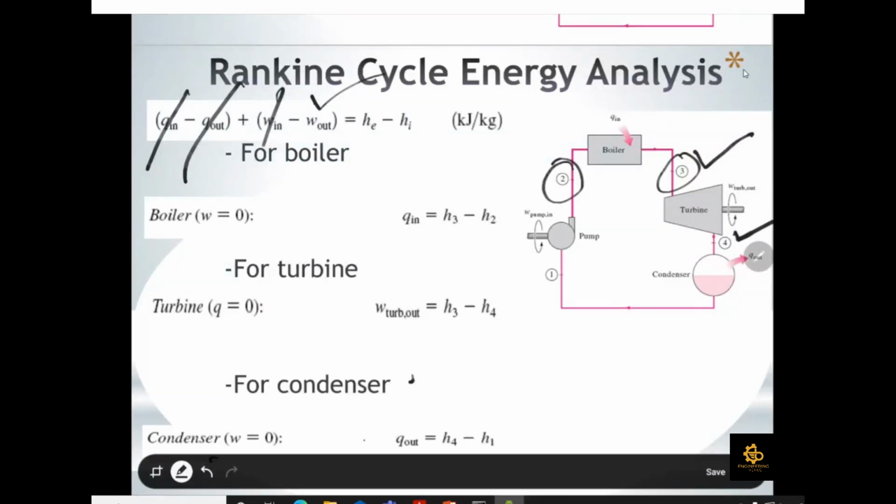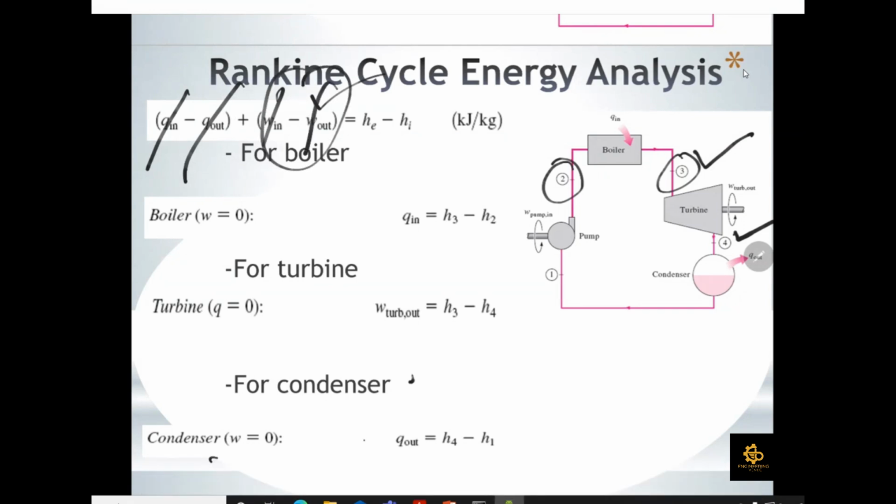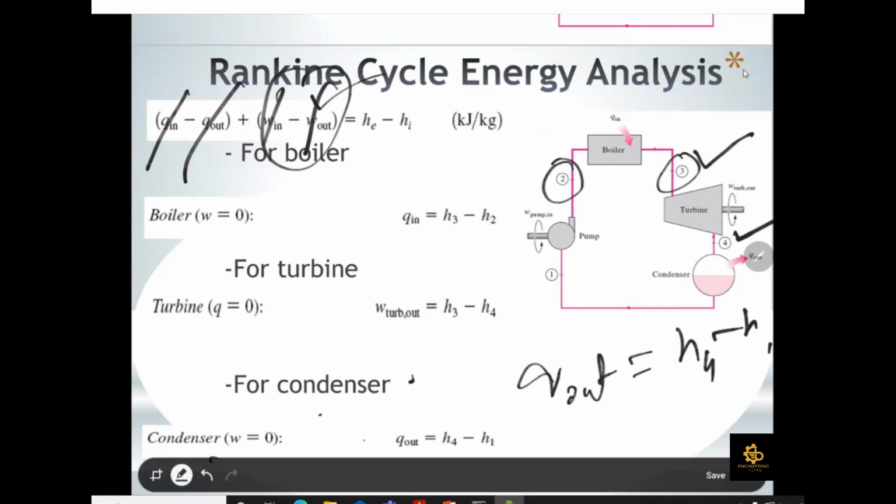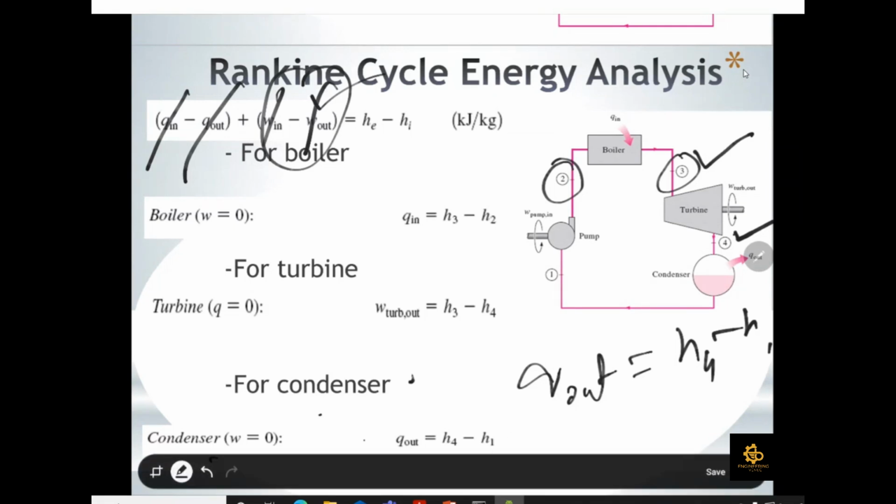Okay, so as the condenser, you can see that the W is equal to 0. So this term is going to be 0. Then only the left terms will be Q out, your enthalpy at exit minus enthalpy at inlet. So Q out is equal to H4 minus H1. So now all of the terms are available to you to analyze your Rankine cycle in terms of enthalpy.